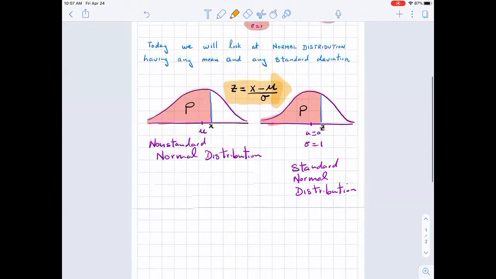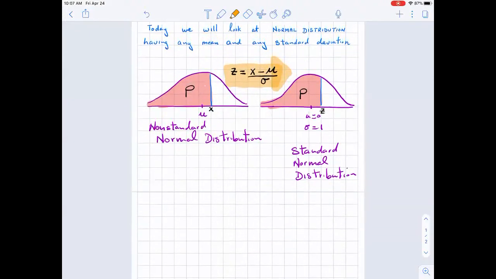So all we're looking at is how do we get from non-standard to standard. Once we have standard, we can find our probability. Any questions? No. Okay.